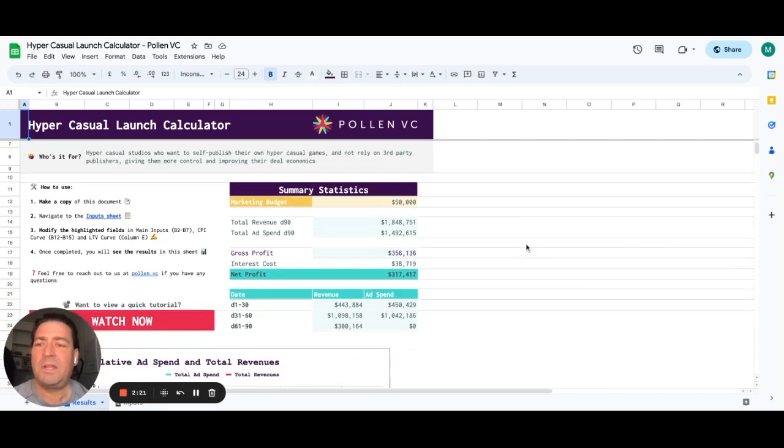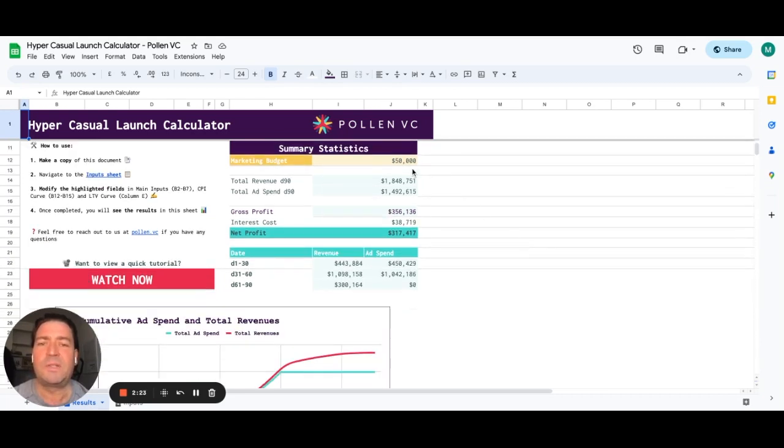What's happening here is, again, we've got a few different things. In our summary stats, we've got our $50,000 marketing budget. And what we're able to simulate is just by taking that cash out and reinvesting it, and we're assuming a daily recycling of cash. Here's what we can actually achieve over the time, both in terms of total revenues, the amount of money spent on ads, the gross profit here. Then we've obviously got to deduct the interest costs in order to finance this user acquisition, and then we get to a net profit figure here.